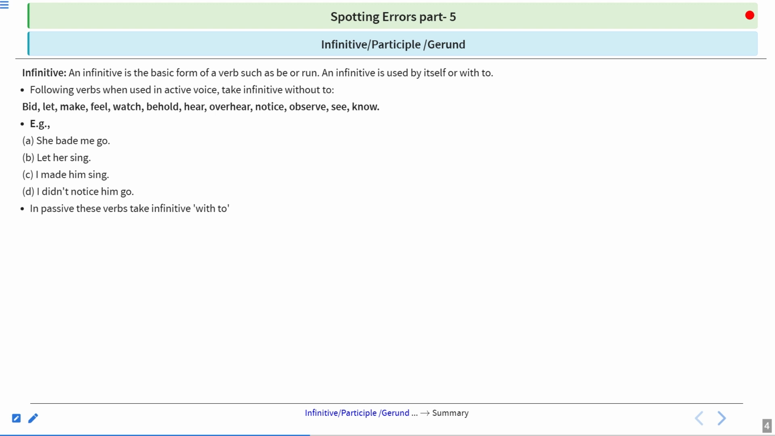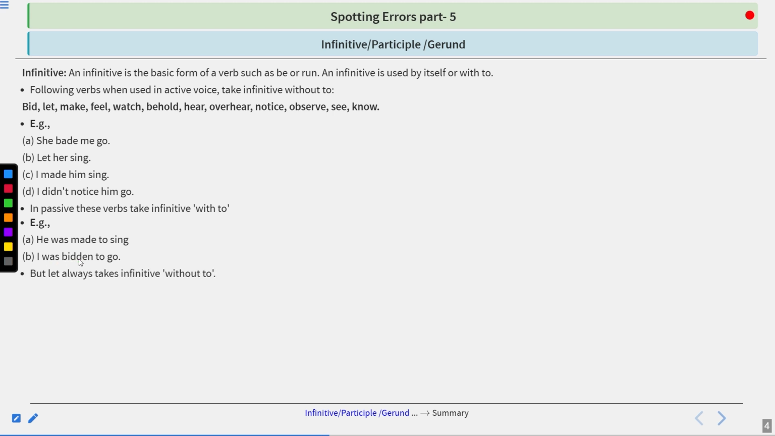In passive, these verbs take infinitive with to. Here we are talking about if we use these verbs in passive voice, we will use full infinitive. Full infinitive means with to, to plus V1. Example: he was made to sing. As you can see, it is a passive construction, P plus V3, was made. I was bidden to go. This is also a passive construction.